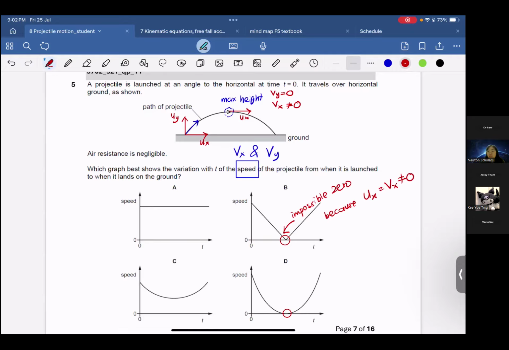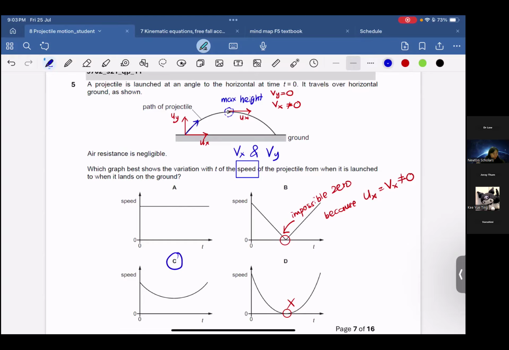Prasan, C, correct. Jore, oh, you got C. Yes, Boyang says C, correct. So understand, when they are talking about speed, it is the overall resultant speed. For resultant speed, we need to consider the x-axis and y-axis. At maximum height, we know the y-axis is 0. This part is correct. But your x-axis will never be 0. So this part is wrong. Then the speed won't be constant. Okay, A is wrong, so the answer will be C.